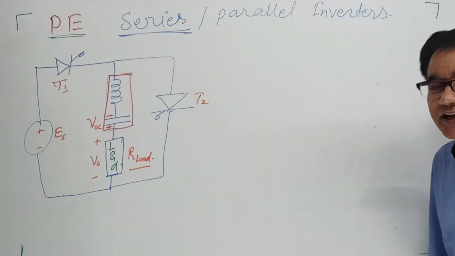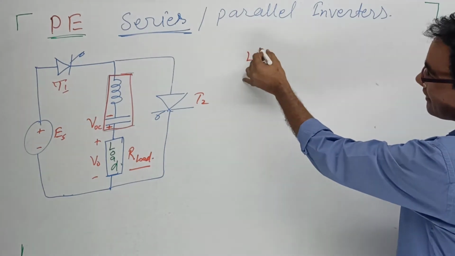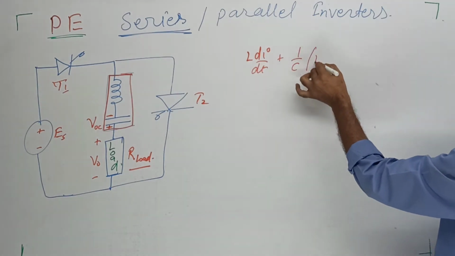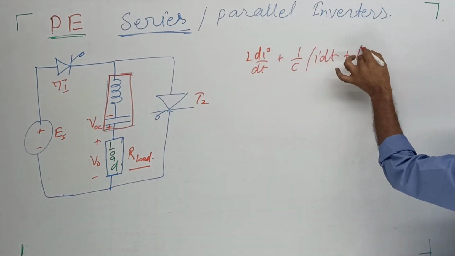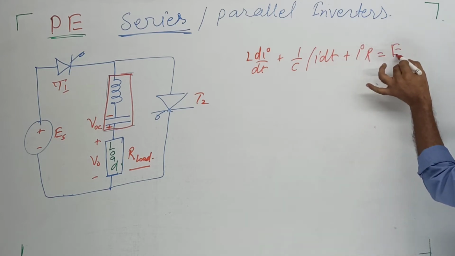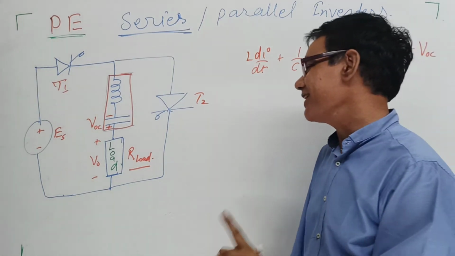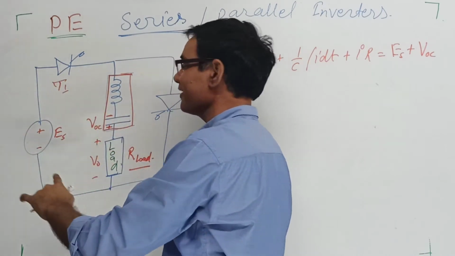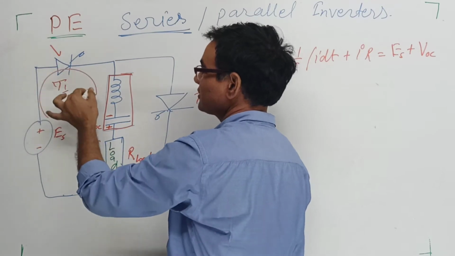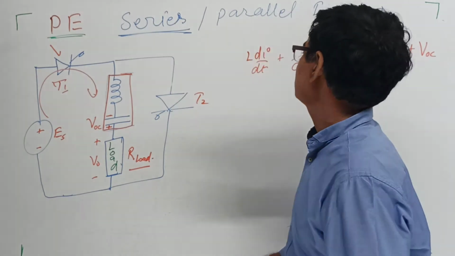So I will first draw the equation. The voltage across the inductor is L di by dt. This is the voltage drop across the inductor. Voltage drop across the capacitor is 1 upon C integration of i dt. And voltage drop across the resistance, i into R, is equal to the source voltage, that is Es, plus the capacitor voltage. Both the voltages are in the same nature. When this thyristor gets switched on, turned on, this is the direction of flow of the current. So this is the equation.